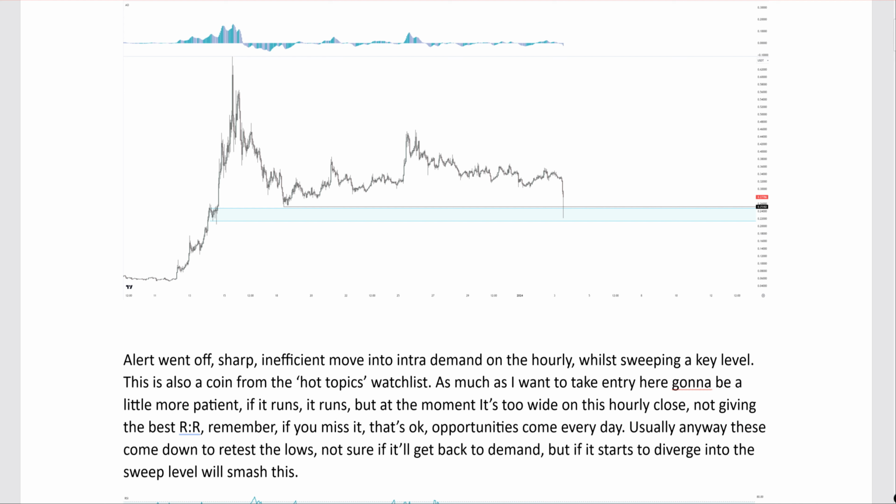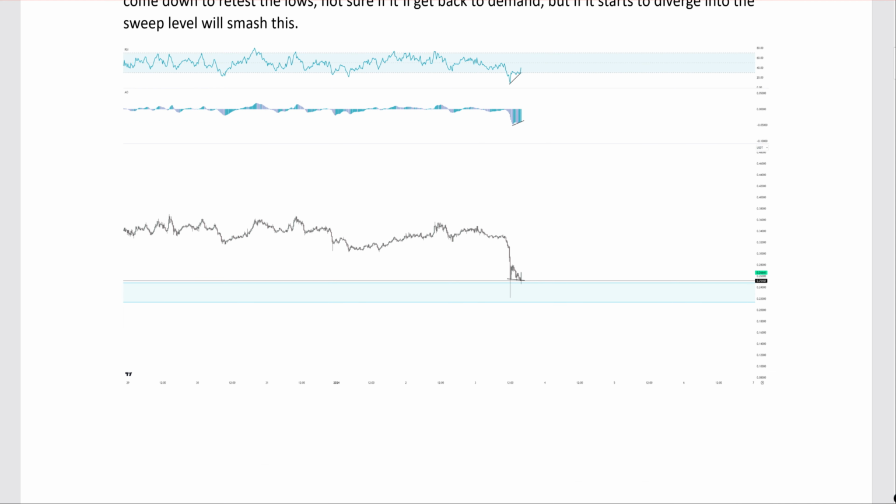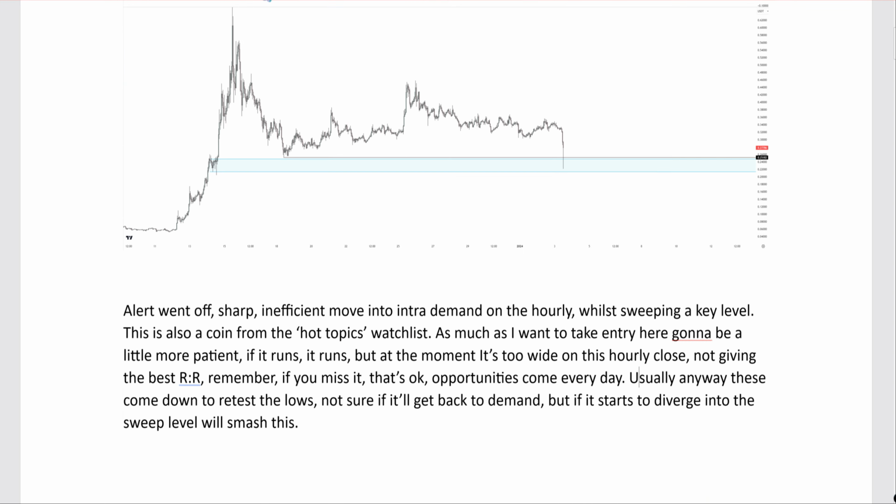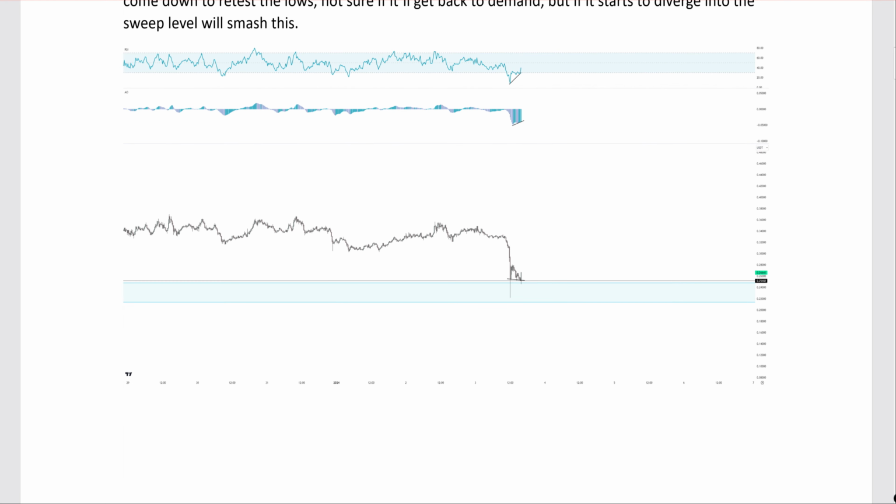We can see obviously price scorches down, a sharp inefficient move, which is what we want to see on the sweeps for a reversal, leaving behind this inefficiency in its wake into intra-demand, but the RR isn't favorable, so I hold off for now. And then you can see we're zooming down. This was the hourly. Now we're zooming down into the 15-minute chart.